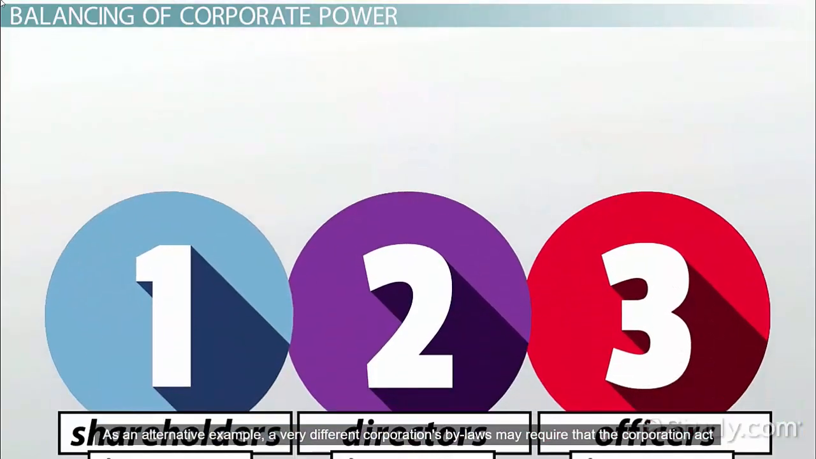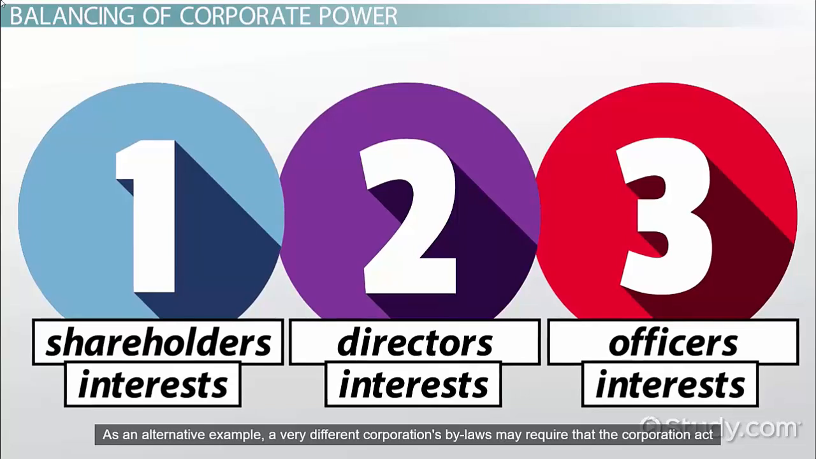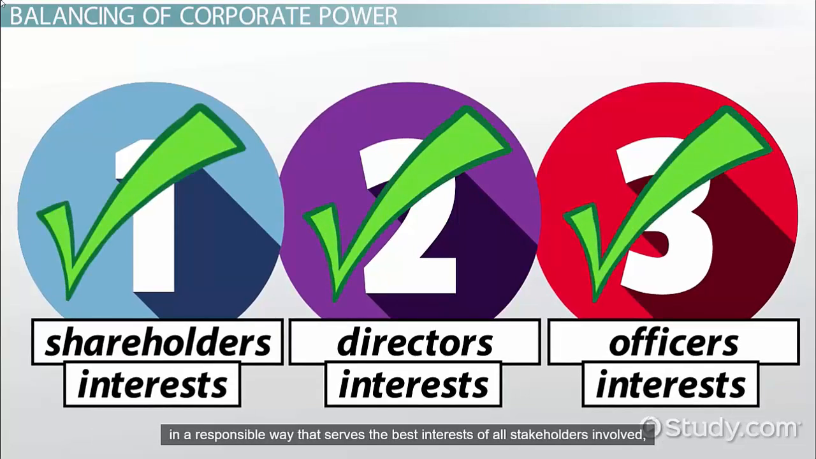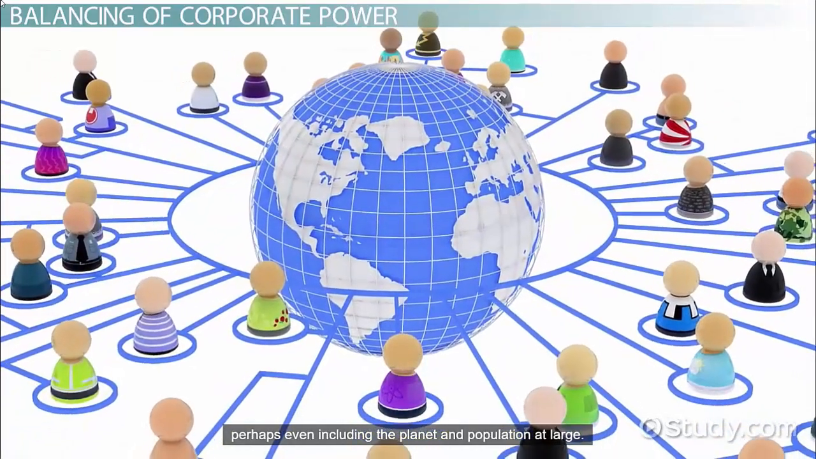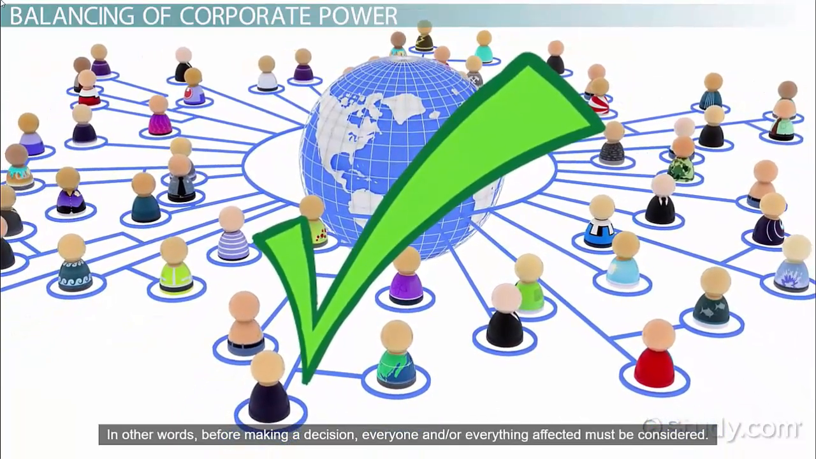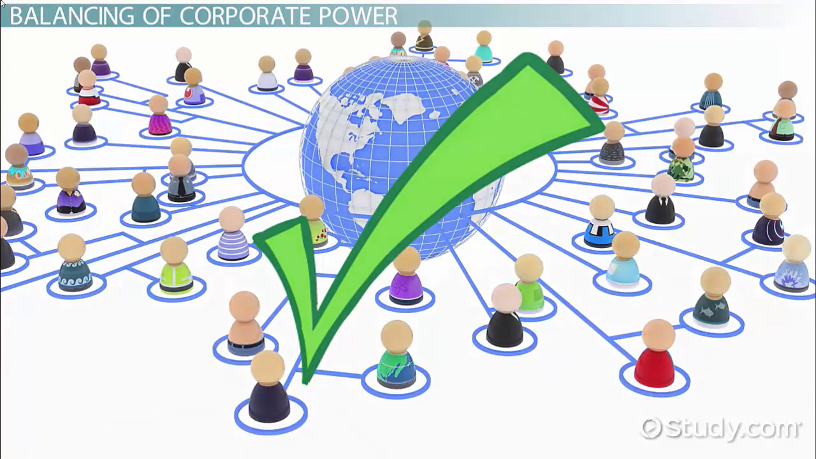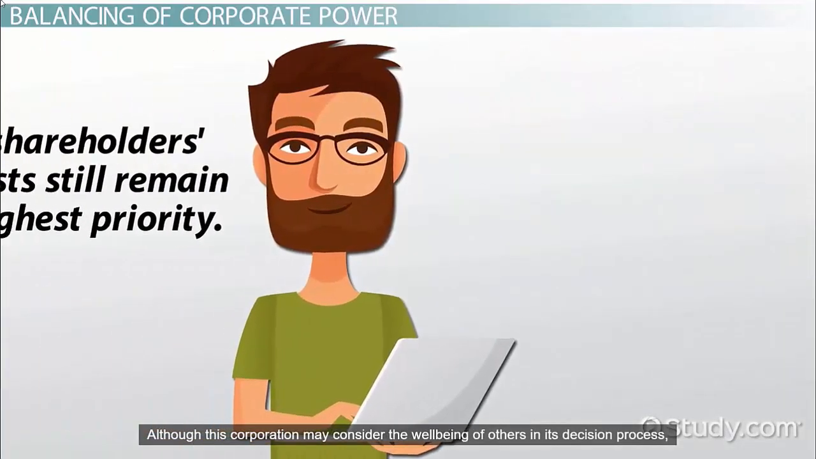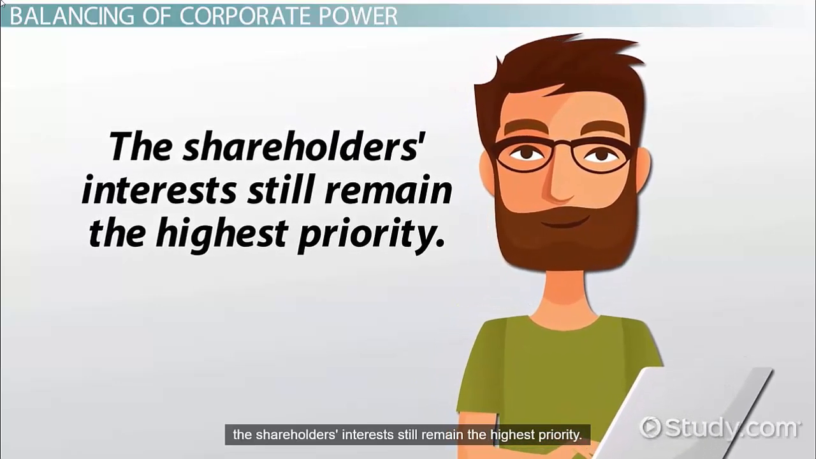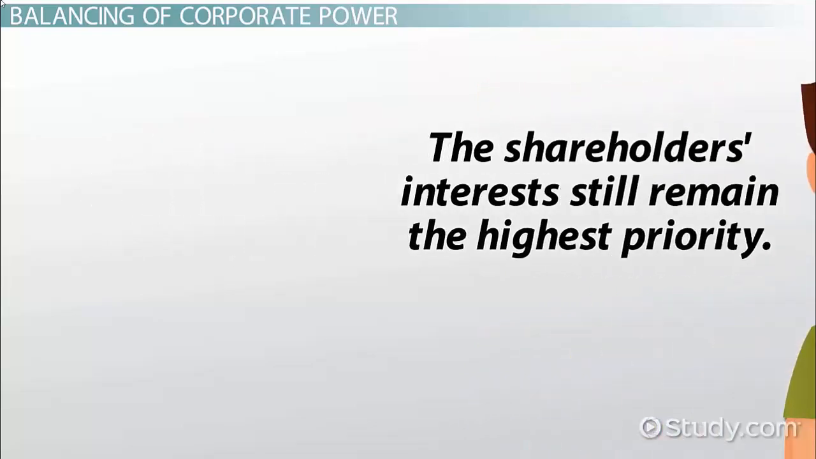As an alternative example, a very different corporation's bylaws may require that the corporation act in a responsible way that serves the best interests of all stakeholders involved, perhaps even including the planet and population at large. In other words, before making a decision, everyone and/or everything affected must be considered. Although this corporation may consider the well-being of others in its decision process, the shareholders' interests still remain the highest priority.